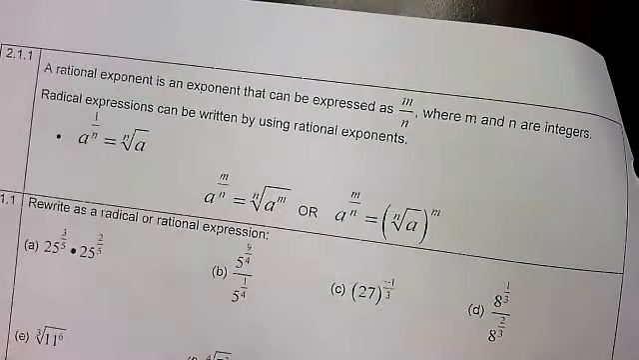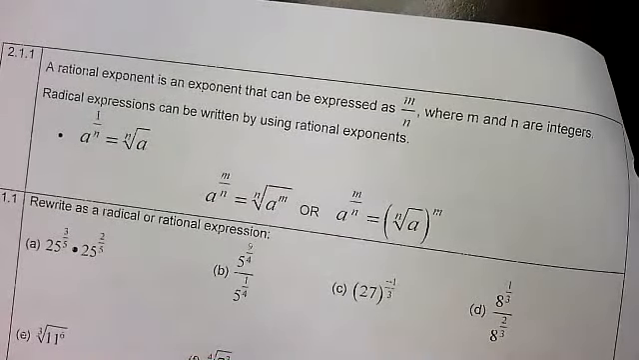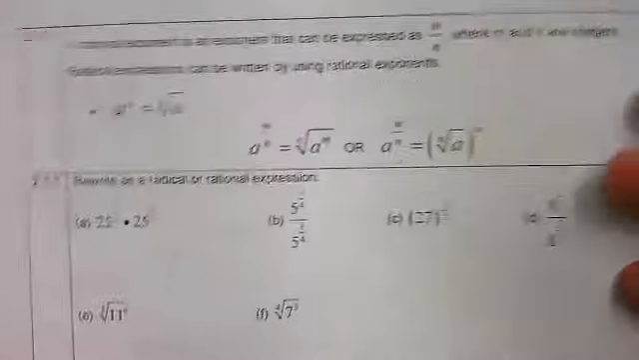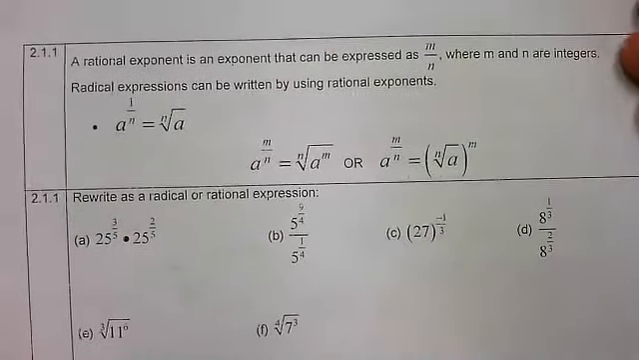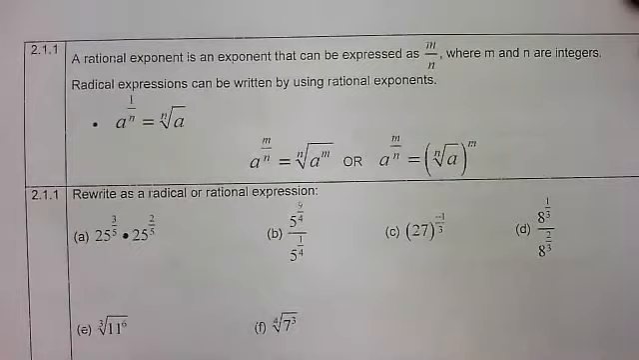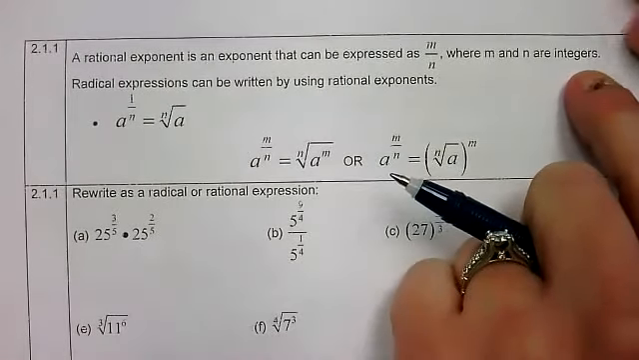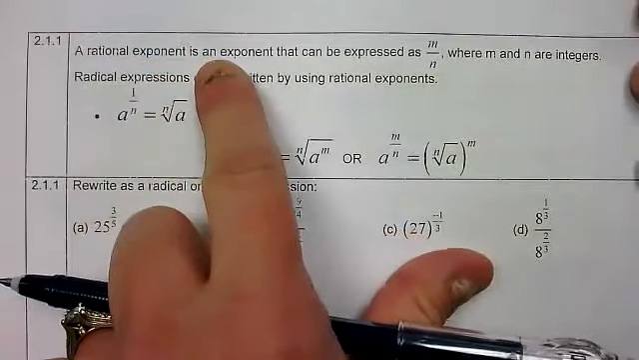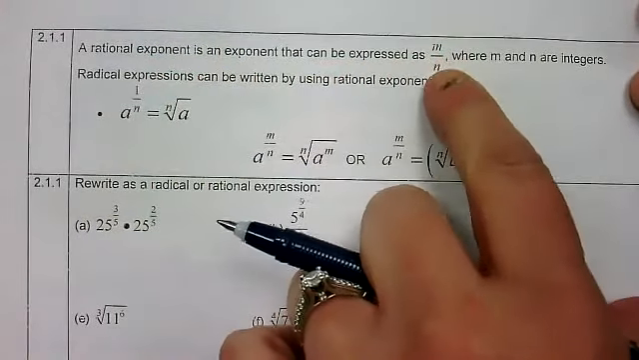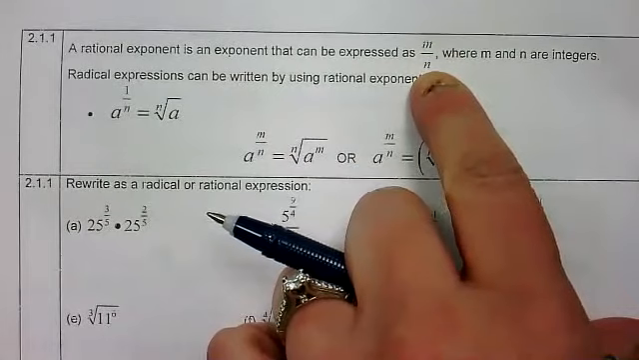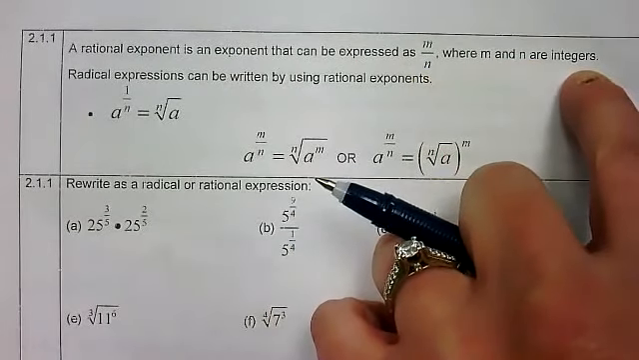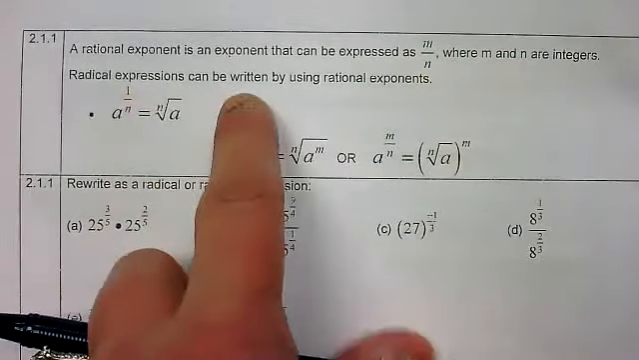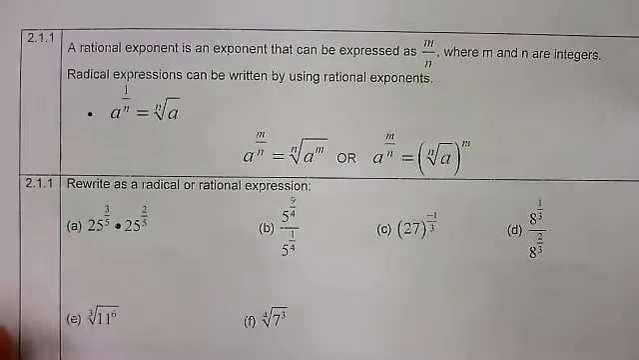So let's go on ahead and take a look at rewriting exponents. This is something that you have not seen, at least not as much. So we are going to rewrite exponents. It says a rational exponent is an exponent that can be expressed as m over n, so as a fraction, where m and n are integers. Radical expressions can be written by using rational exponents.